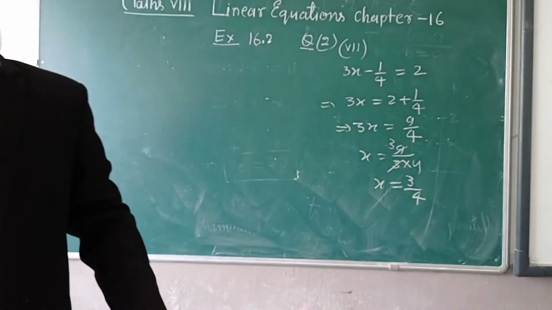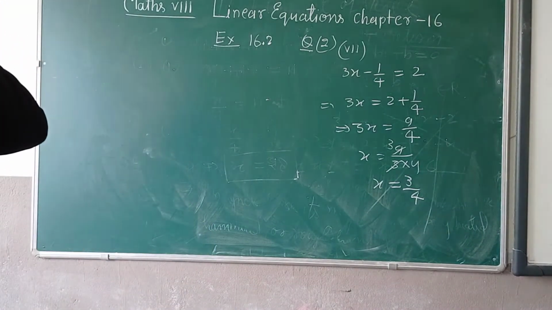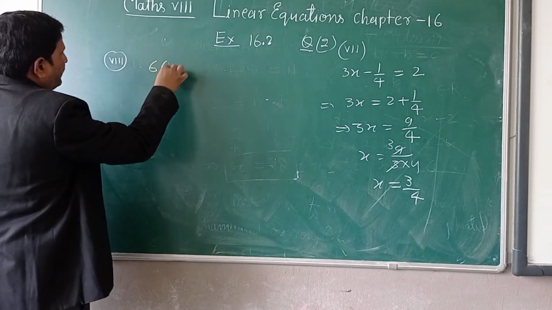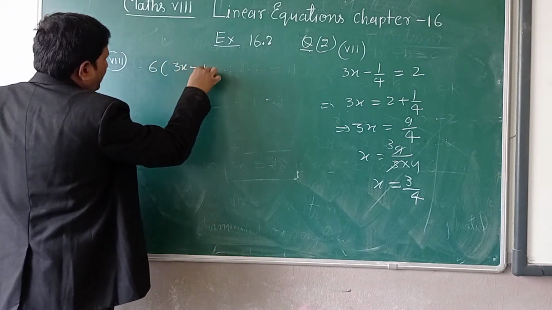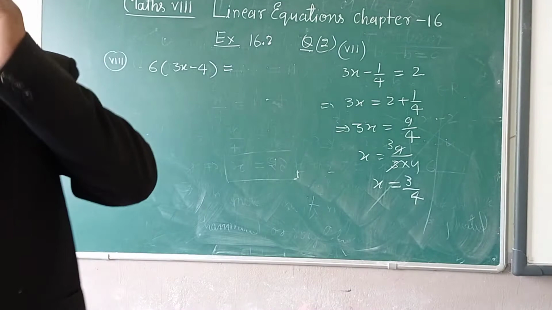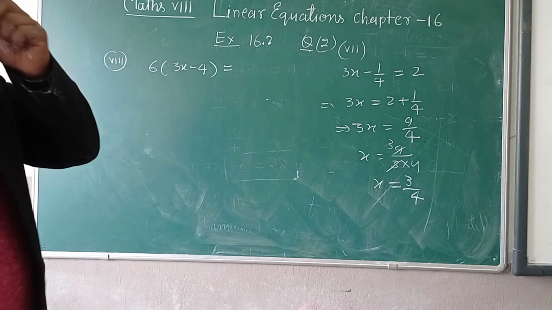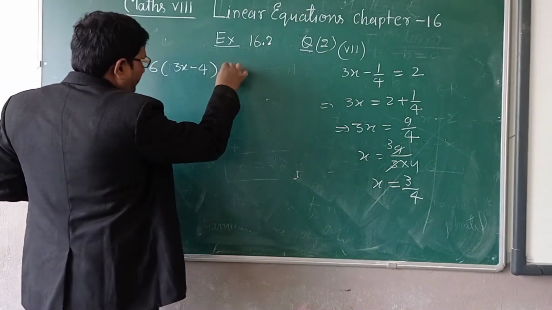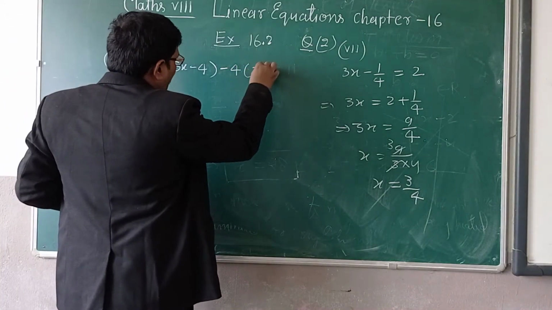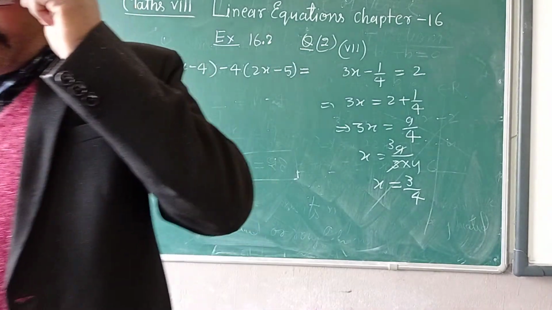Now, question number 8. 6(3x - 4) - 2x - 5 - 4(2x - 5) = 30.